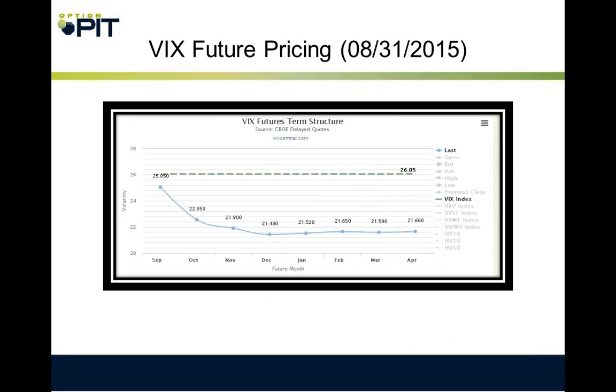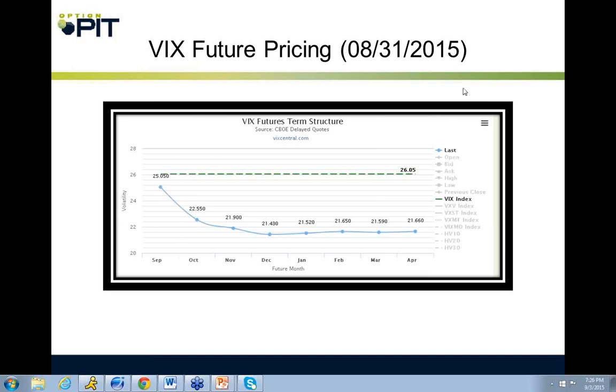This was the pricing on August 31st, 2015. September trading above October, October above November, November above December, and then a relatively flat back end of the curve. This is a sign of serious market stress and is extremely unusual. So when this is what's going on, things are bad.